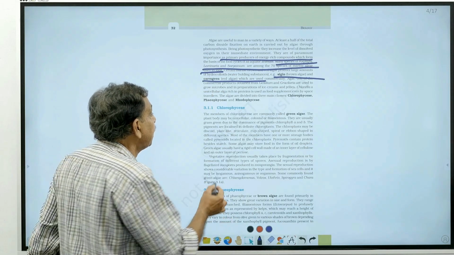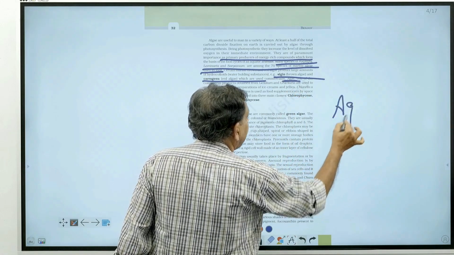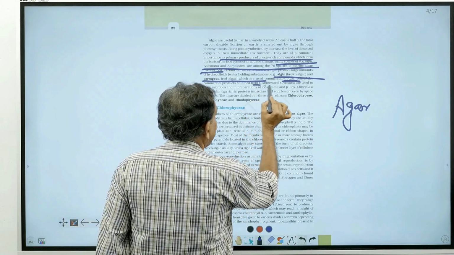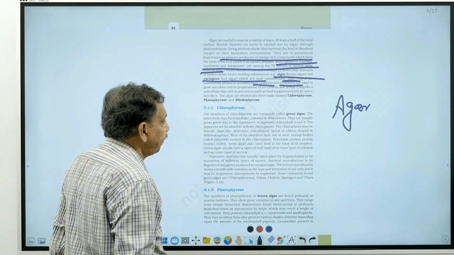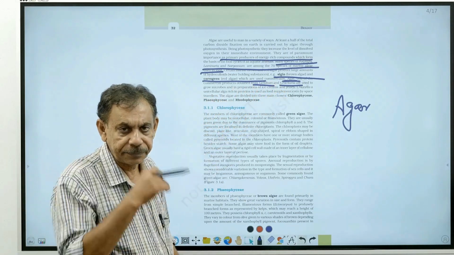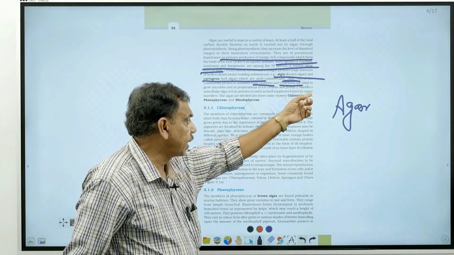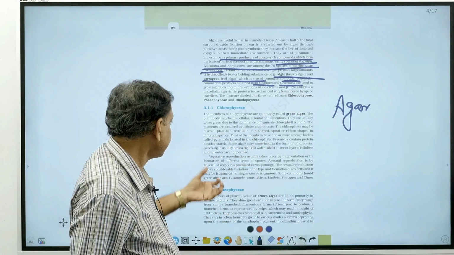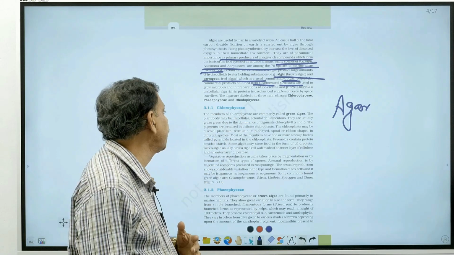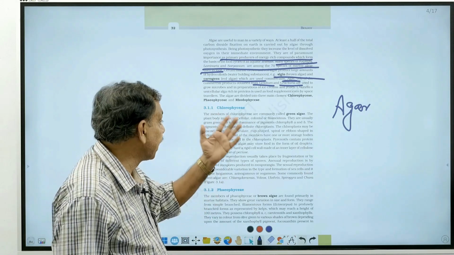Then the most important one is agar. Agar is produced by two important red algae, Gelidium and Gracilaria. They are used to make ice creams and jellies. Then among a few unicellular algae, Chlorella is a unicellular green alga. It is rich in protein and acts as a food supplement for space travelers.